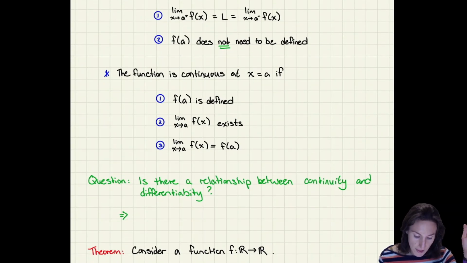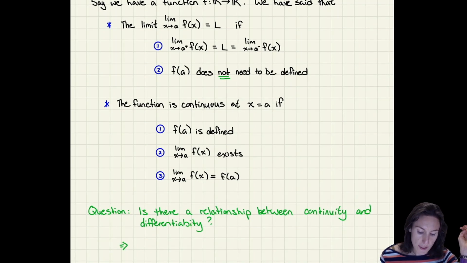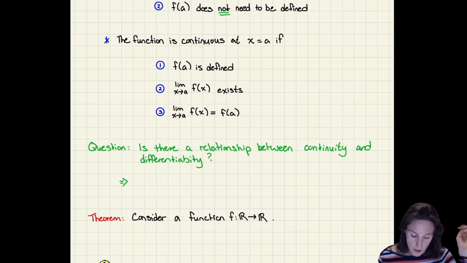Now for continuity, we said that in order for a function to be continuous at a point a, f of a had to be defined, so we can't have holes. We also needed the limit to exist, so in other words, the left and right-sided limit had to be equal. And not only that, but the actual value of this limit had to be what f of a is defined as. So we saw that there was a relationship between limit and continuity. Is there a relationship between continuity and differentiability? And the answer is yes, there is.